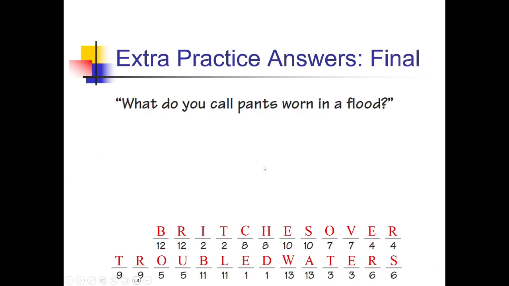Now that I've filled in all the blanks, I'm ready to solve the puzzle. What do you call pants worn in a flood? Those would be breeches over troubled waters. Like a bridge over troubled waters, right? But with pants.